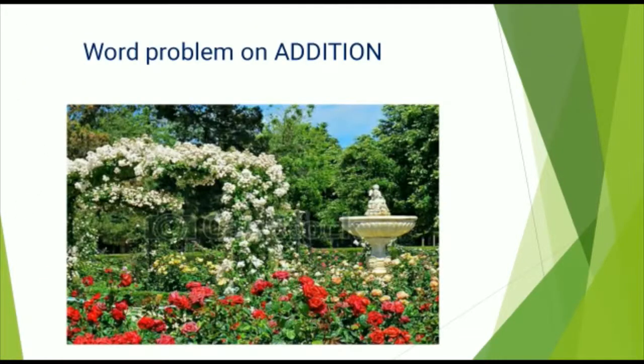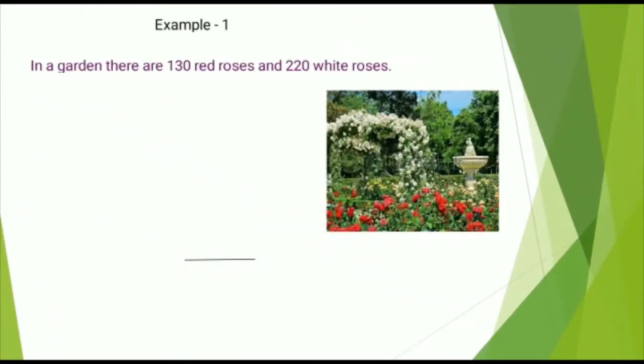Let's begin with story sum of addition. In a garden, there are 130 red roses and 220 white roses. How many roses are there in all? All means total, means addition. So let's solve this problem.